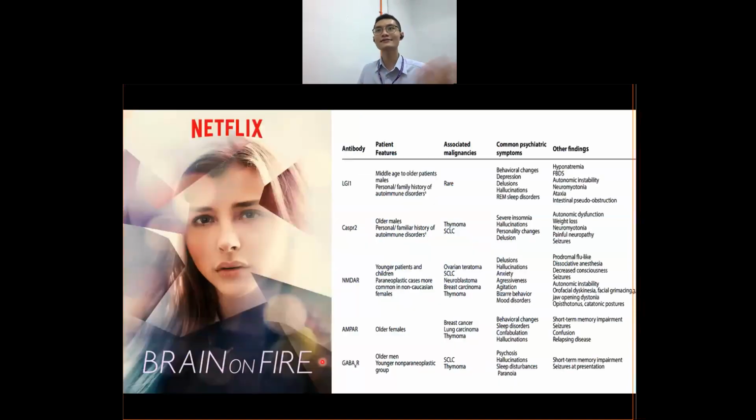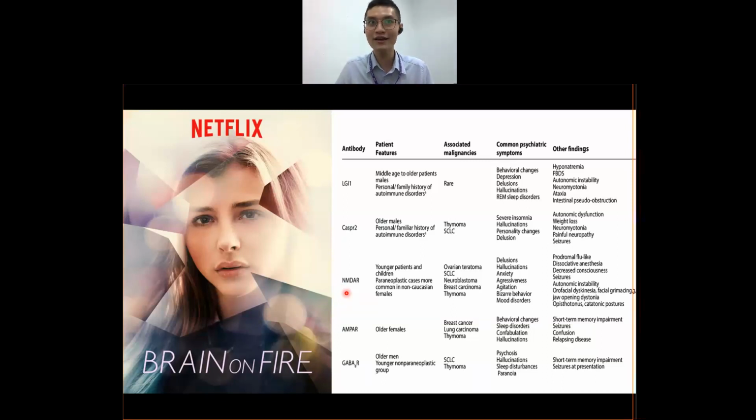So I know you guys have a lot of free time at home, watching Netflix. So later, when you switch on Netflix, look for this movie called Brain on Fire. Brain on Fire is a real life story, actually, about a girl who was diagnosed with NMDAR encephalitis. It is an autoimmune encephalitis.